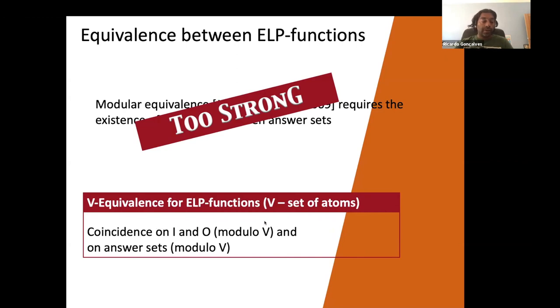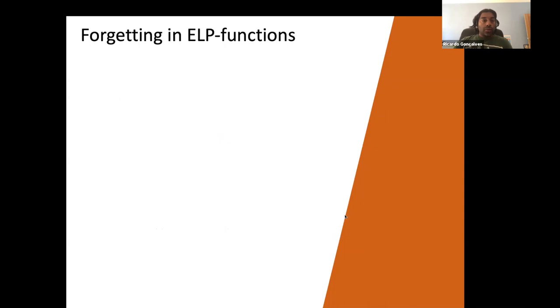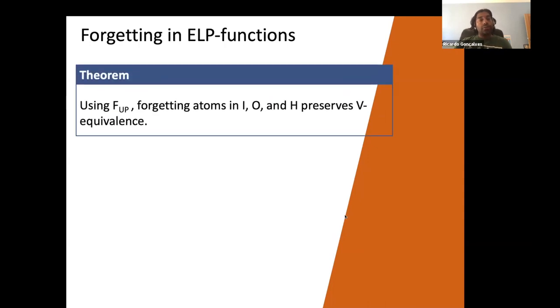And we define a notion of equivalence that imposes coincidence of the input, the output, and the answer sets, all modulo the atoms that were forgotten. So using this notion of equivalence, we can show that all operators, if we use operators from the class we have defined, forgetting atoms either in the input, output, or hidden atoms, preserves this equivalence, meaning that the original model and the result of forgetting are equivalent.